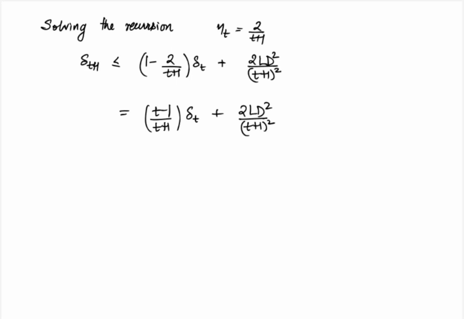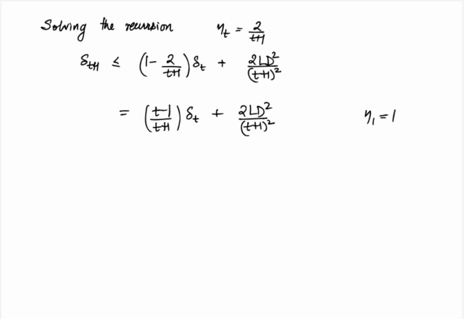Here observe interestingly that for t equal to 1, the first term will become 0. So delta 2 will not depend on delta 1. This is the reason the performance of the algorithm did not depend on initialization. The step size is selected so that eta 1 is equal to 1, and the effect of delta 1 has been removed.